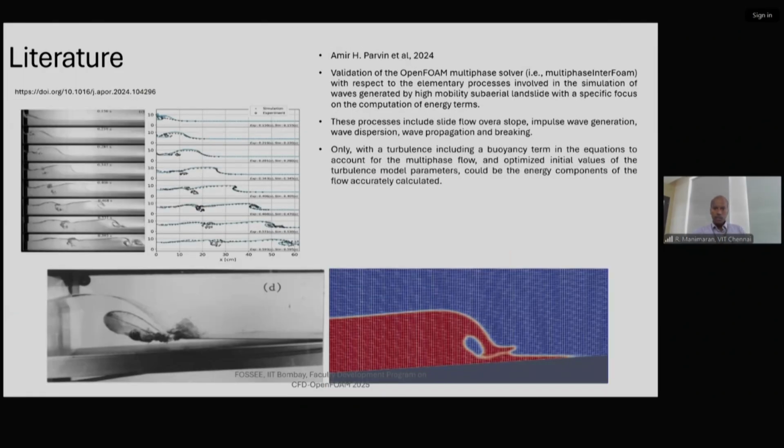And here is another multiphase interFoam study for simulation of waves by high mobility submarine landsliding. It includes slide flow over a slope, impulse wave generation, wave dispersion, wave propagation, and breaking. So they found that including turbulence with the buoyancy term from the multiphase flow case, the flow can be accurately calculated. They compared this with the experimental condition also.